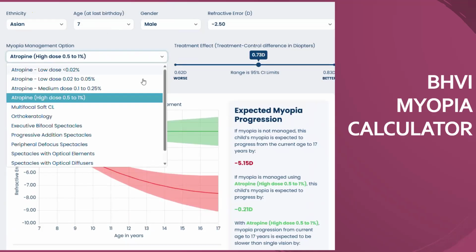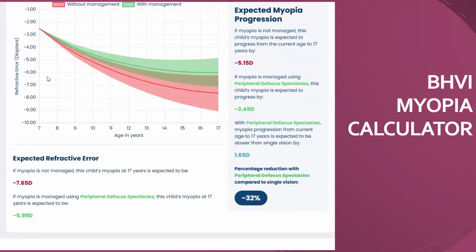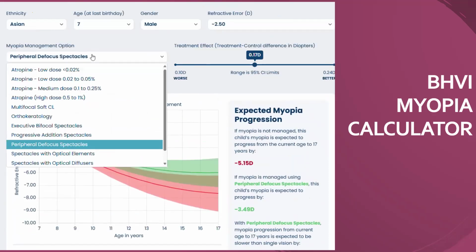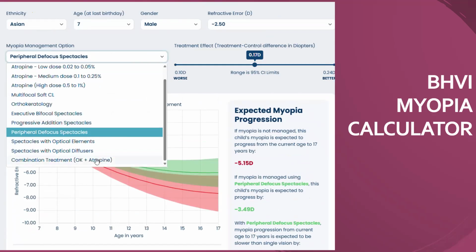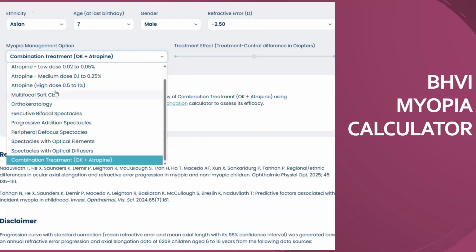This is very hypothetical, and I'm not saying that you base your treatments on this, but you can definitely use it as a very good tool to convince the patient that myopia is real. This is the progression, and these graphs are definitely there. So that is one part of it.